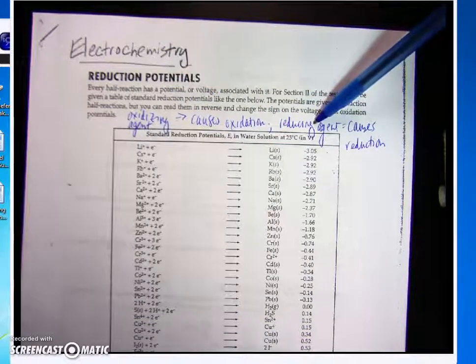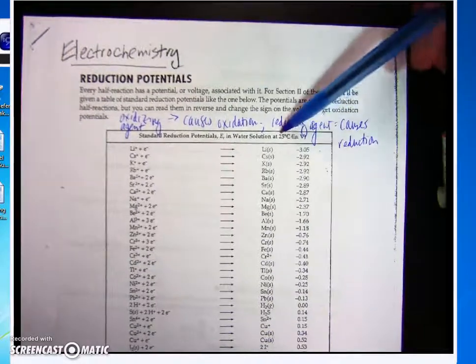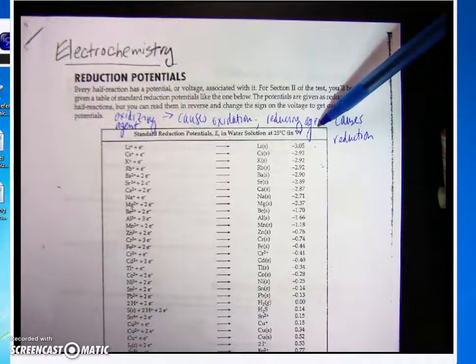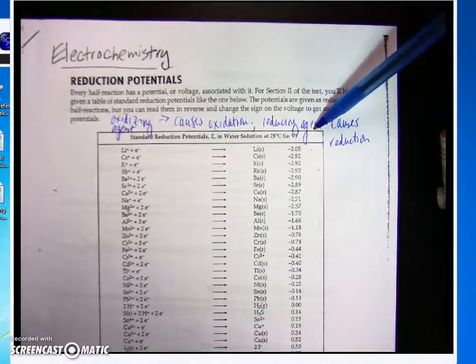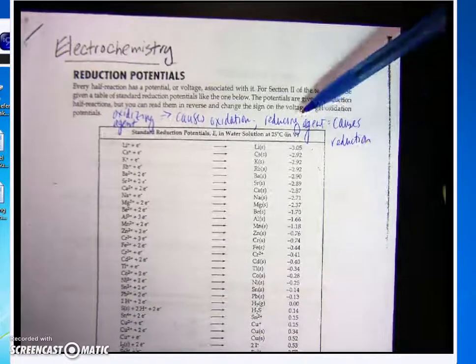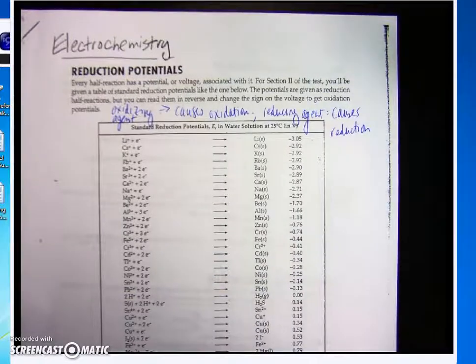On the flip side, if you are a reducing agent, then you cause reduction in somebody else. Reduction is the gain of electrons. So therefore, if you're causing somebody else to gain electrons, you yourself, the reducing agent, is oxidized.